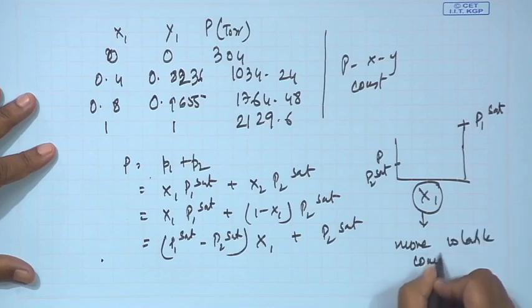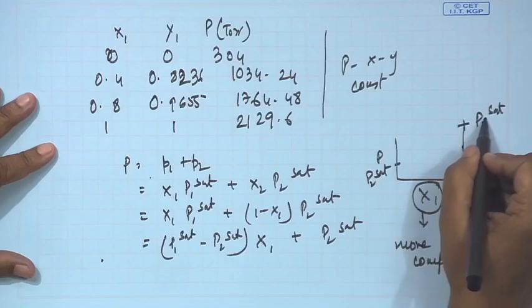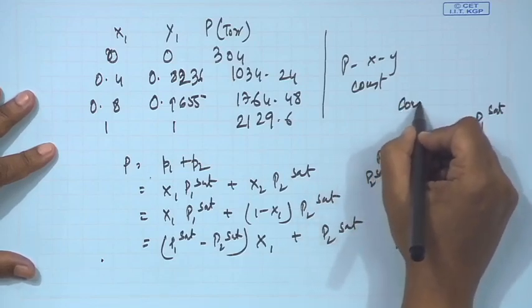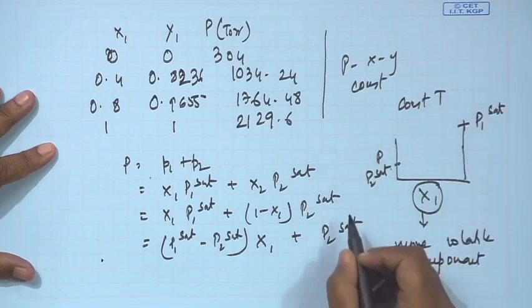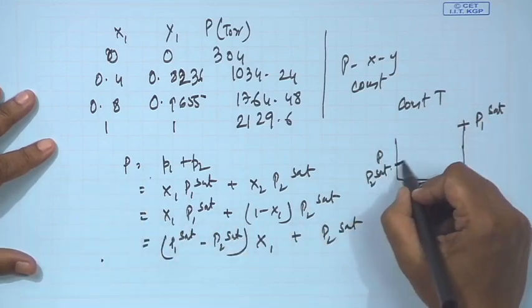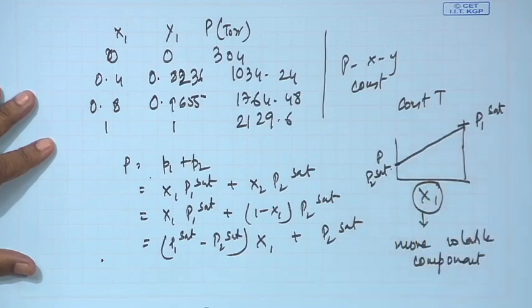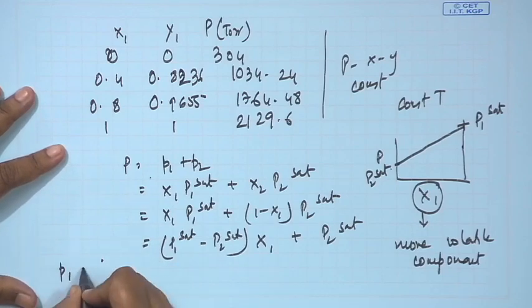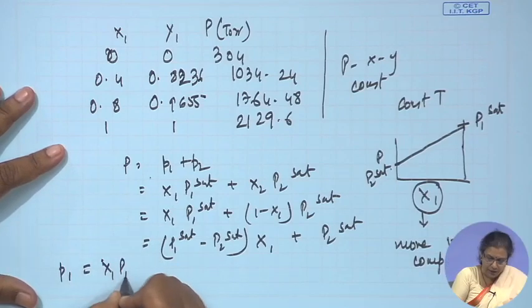This is something very important. When we refer to the more volatile component, naturally P1 saturated at a constant temperature is higher than P2 saturated. This happens at constant temperature. Therefore, we find that P varies from here to here, and the variation of P versus x1 has to be linear, right. And also, if you look at the variation of P1, P1 is nothing but x1 P1 saturated.